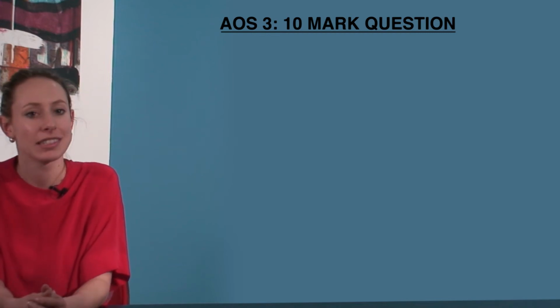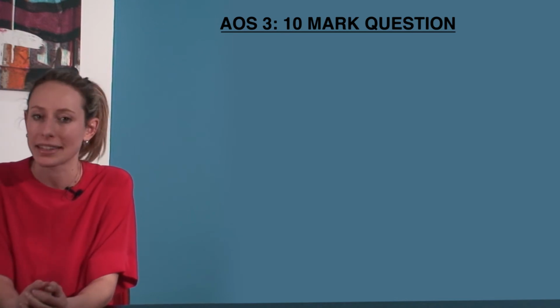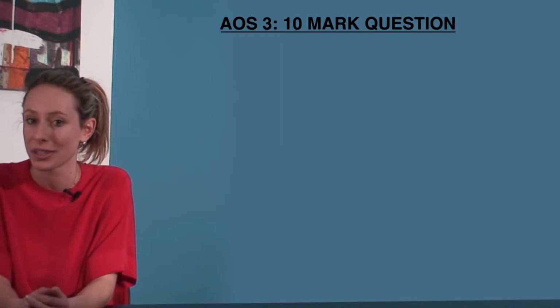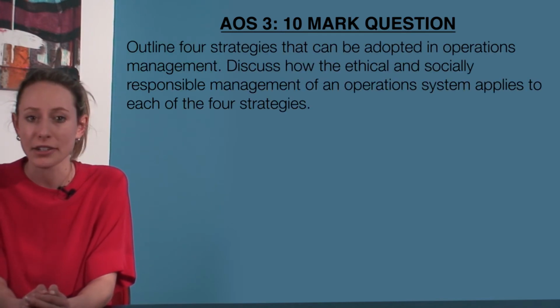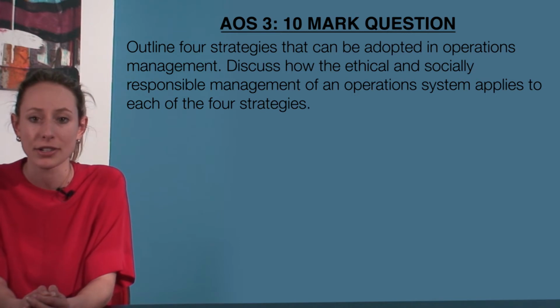A 10-mark question typically requires you to draw on content from the whole study design and requires a lengthy response. It is important to also attempt these questions with a set time limit so they can be completed alongside the rest of the questions. A 10-mark question relevant to Unit 3, Area of Study 3, is: Outline 4 strategies that can be adopted in operations management. Discuss how the ethical and socially responsible management of an operations system applies to each of the 4 strategies.